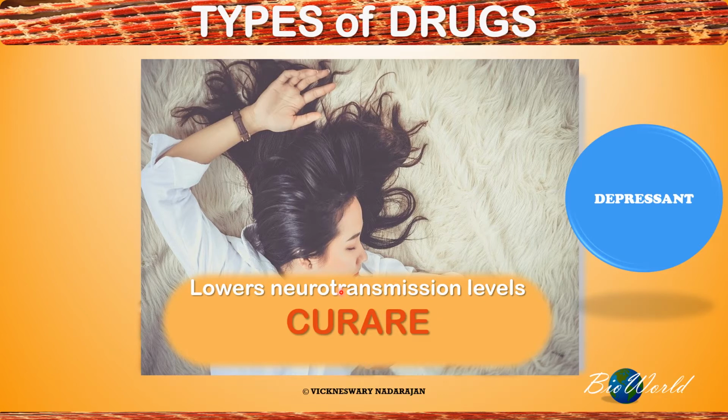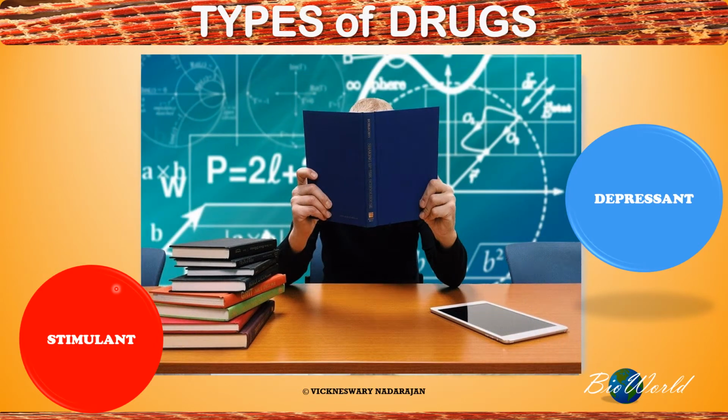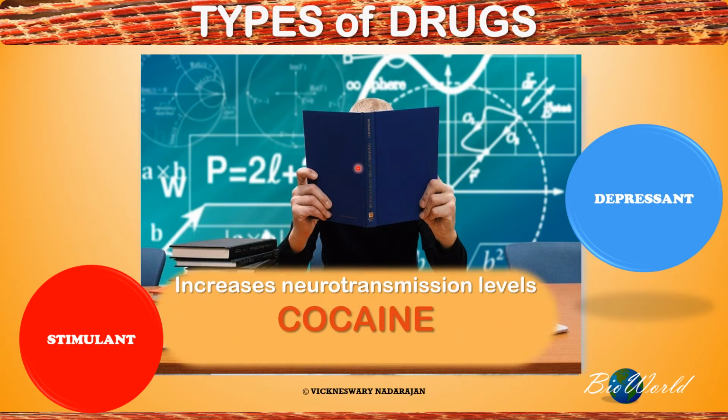Now, the second drug that we are going to study is a stimulant. Stimulants will stimulate our nervous system for us to be active for long periods of time. This is because the drug cocaine, for example, can increase the amount of neurotransmitters at the synapse.